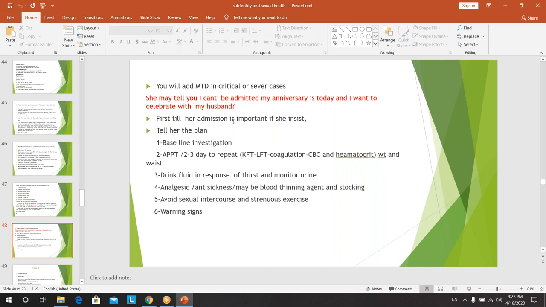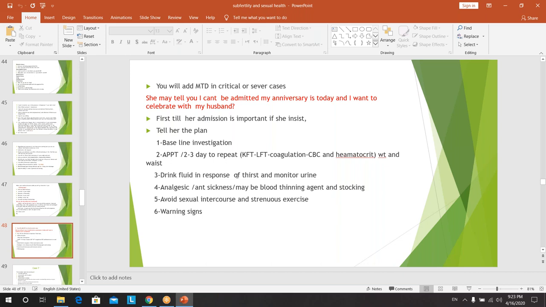Okay, first, I will tell her that admission is important, because she has severe vomiting and like that. But if she insists on going home, because in some stations the patient insists on going home, okay, then I will tell her the plan. Yes, we will do some baseline investigations today, like kidney function and liver function. And you will come every 2 to 3 days to repeat that and to check your weight and your waist to see how your condition improves.